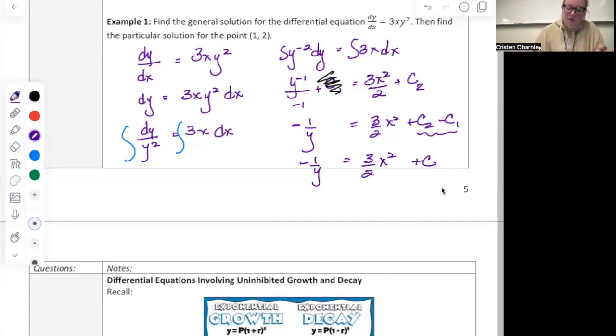I am going to do a little bit of rearranging. I'm going to multiply both sides by y and then divide by this quantity. So I wind up with a negative 1 over 3 halves x squared plus c is equal to y. So if you need to write out the separate steps, multiply both sides by y, and then divide by that 3 over 2 x squared plus c. Now, this is our general solution.